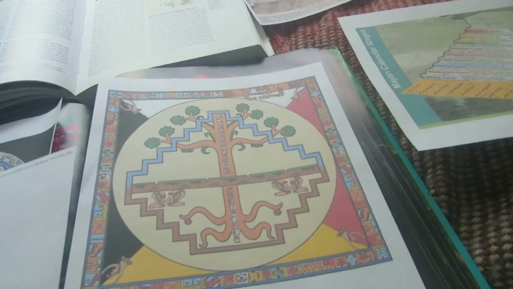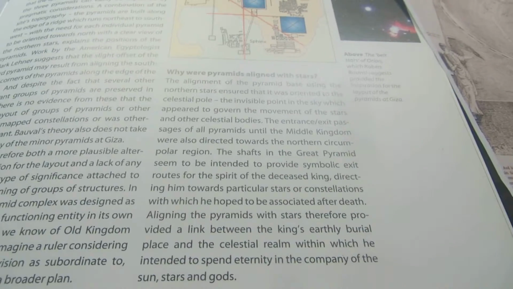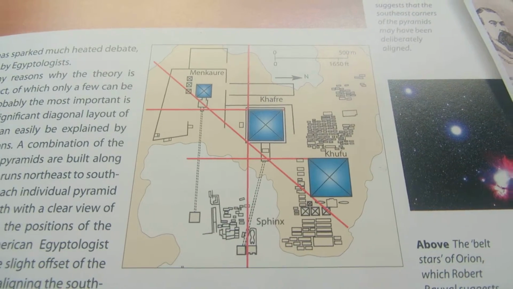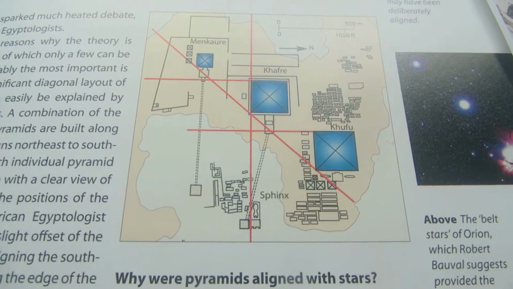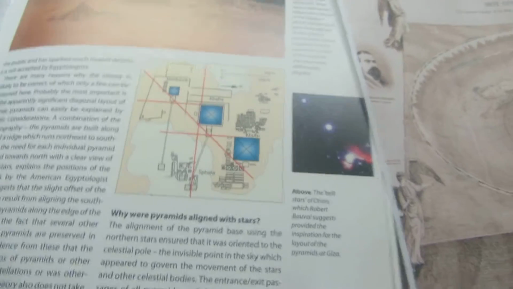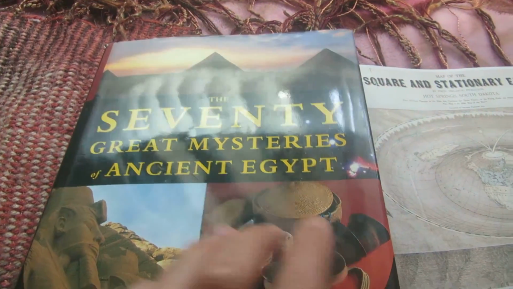So I'll jump straight from that and this image into reading what I read earlier here. Let me hold it and read it. This is in relation to why the pyramids were aligned with the stars. This is from a book I had laying around, The 70 Great Ancient Mysteries.